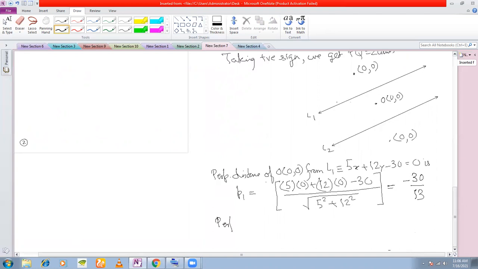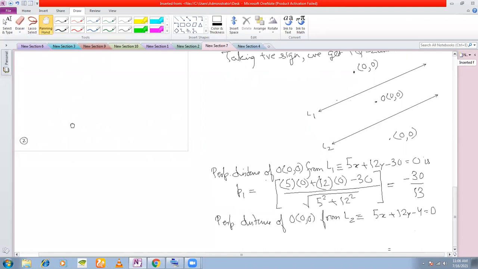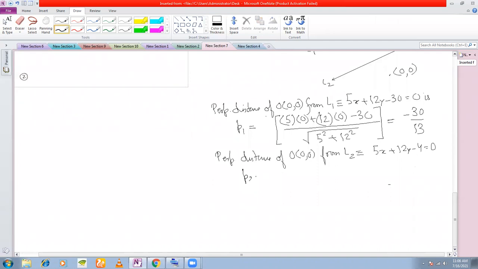Similarly, you find out the perpendicular distance of origin from L2. What is the line L2? 5x plus 12y minus 4 is equal to 0. Let us call this perpendicular distance P2. So Ax1 plus By1 plus C by root over of 5 square plus 12 square, which you get as minus 4 by 13.